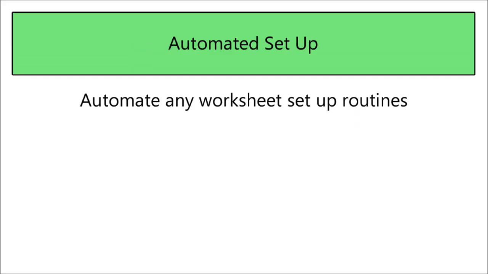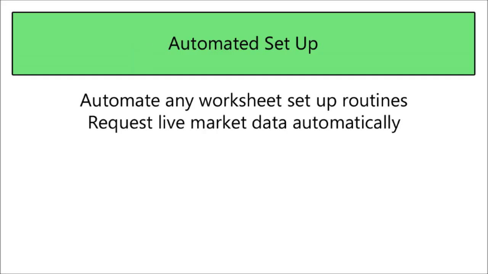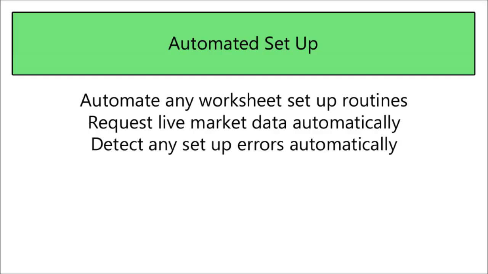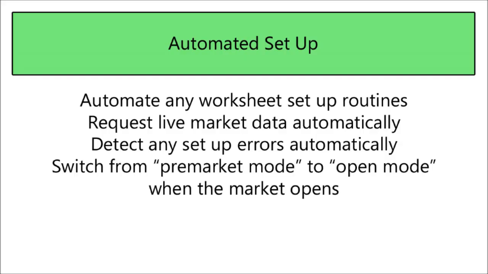So we want to automate any worksheet setup routines we have. We want to request live market data automatically. We want to detect any setup errors automatically. And then when the market opens, at exactly 8:30 in my time zone, we want to switch the system from pre-market mode to open mode.